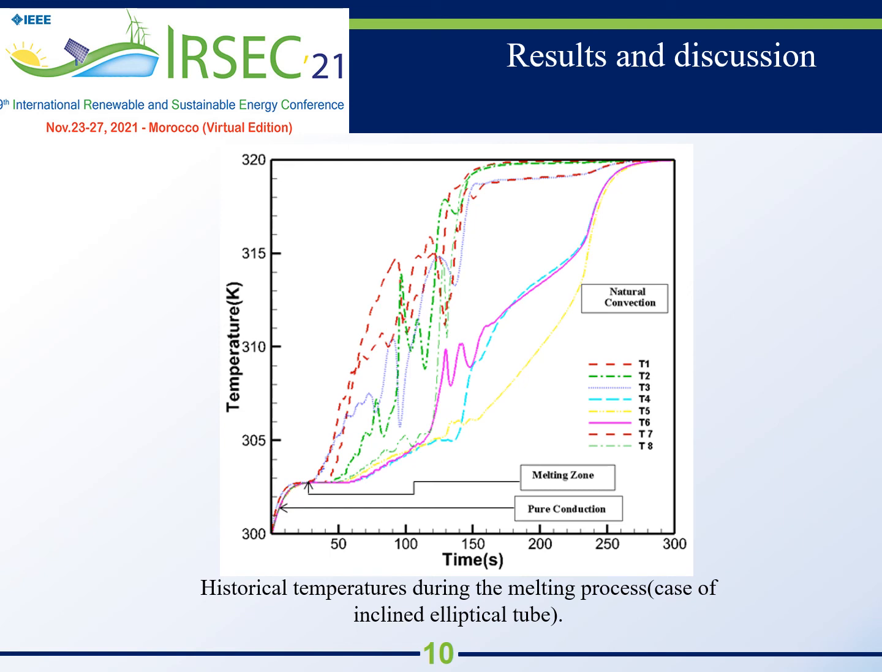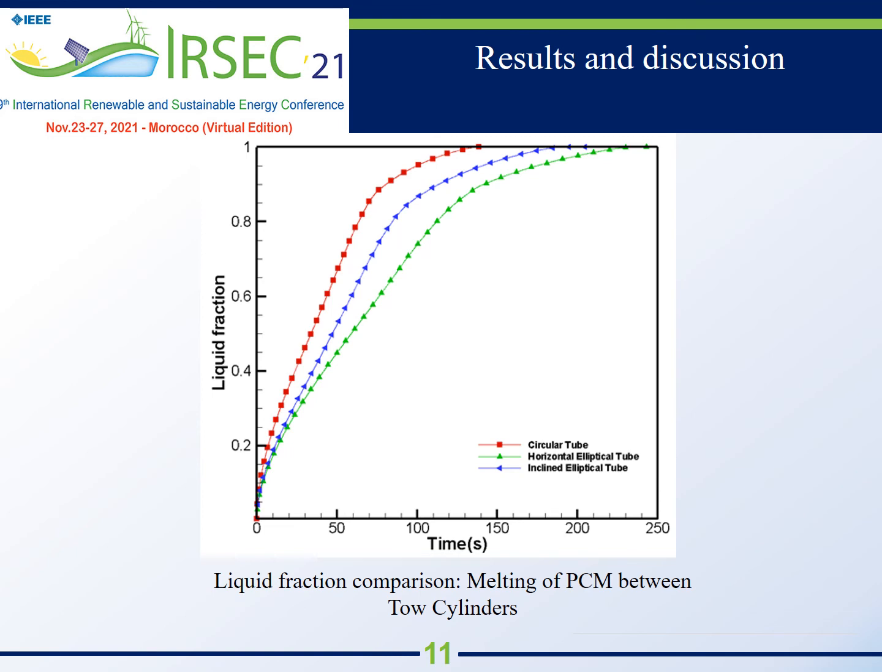The presented figure shows a liquid fraction comparison between the three cases. It confirms that the shape and the orientation of the interior tube influence the PCM melting, so the shortest melting time is obtained for the circular tube. It can also be observed that the melting time decreases considerably by using an inclined ellipse instead of a horizontal one.